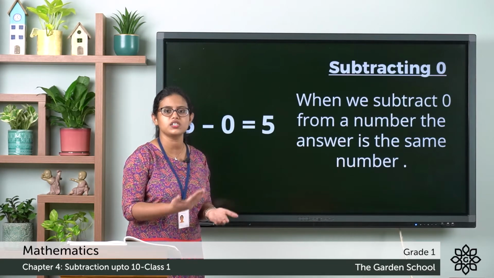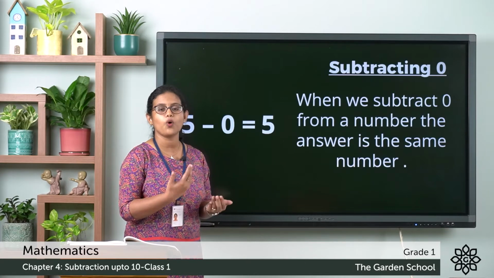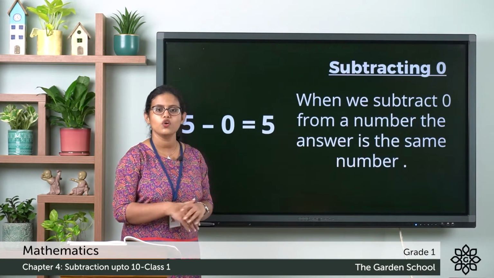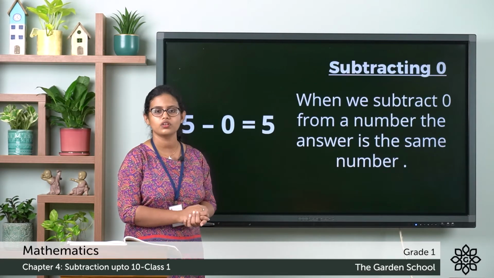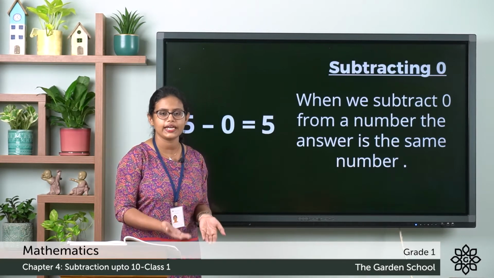6 minus 0. What is the answer? It is 6. 1 minus 0. What is the answer? It is 1. 4 minus 0. What is the answer? The answer is 4. 8 minus 0. What is 8 minus 0? 8.